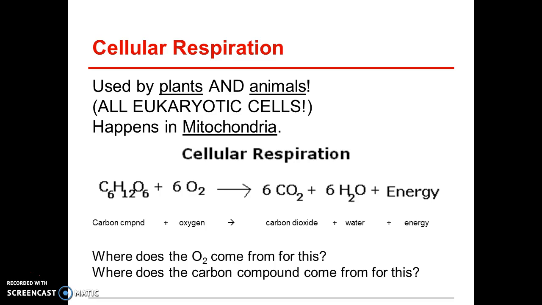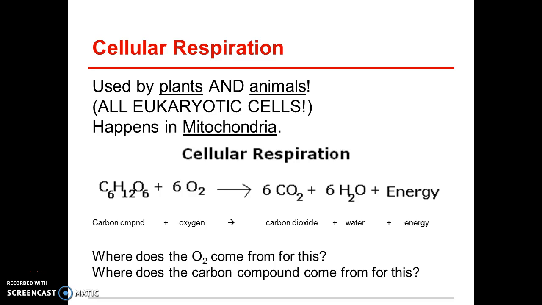Okay, cellular respiration. It's used by plants and animals. Okay, all eukaryotic cells will go through cellular respiration. This is how we tap into our chemical energy. Where does it happen, you ask? In the mitochondria, within the cells of the eukaryotes.